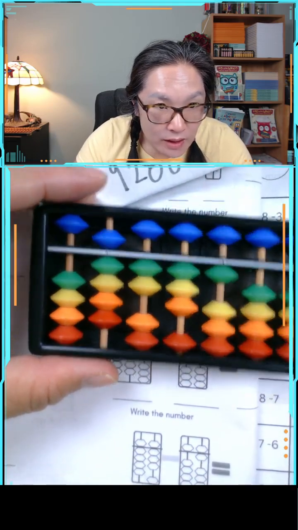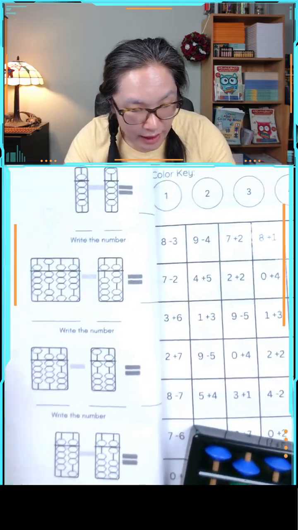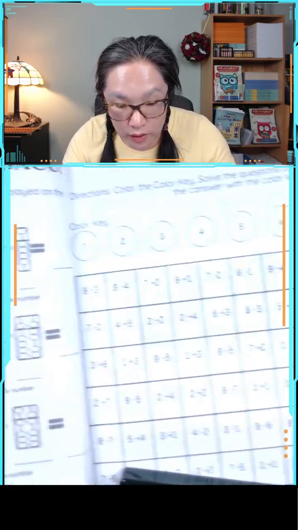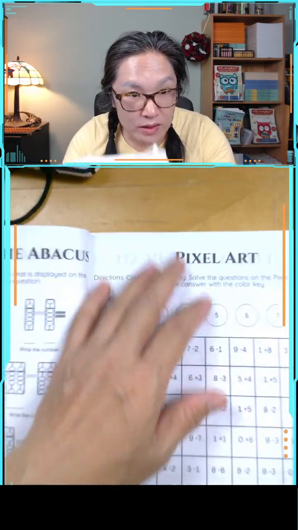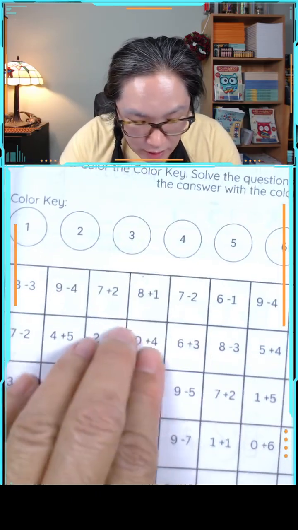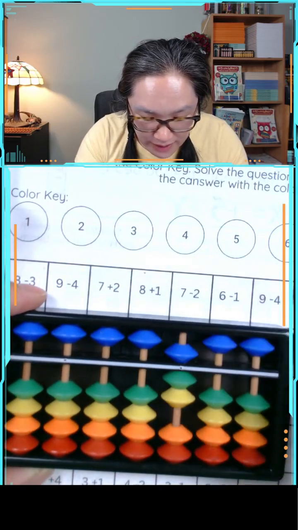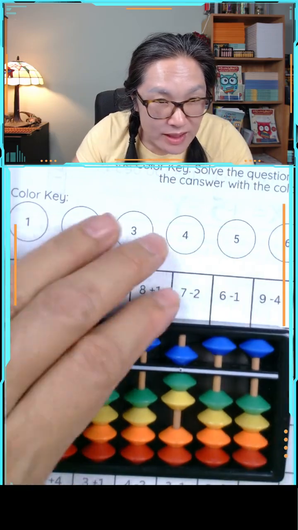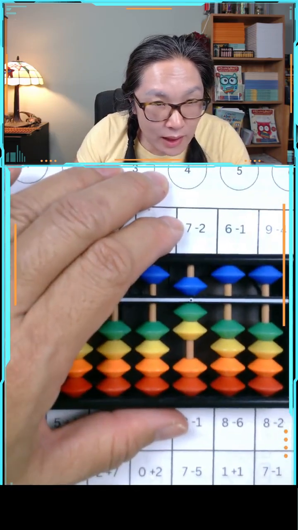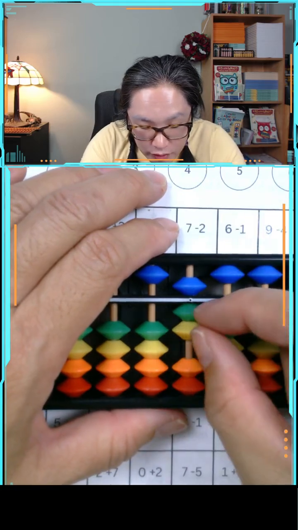Right, so what we're doing here is we're understanding how to subtract, and then we're going to do some pixel art. Notice with the pixel art, these questions are super simple. If I have 7 on the abacus, and I want to take away 2, all I got to do is take away these 2.